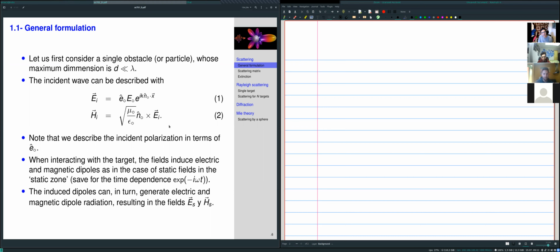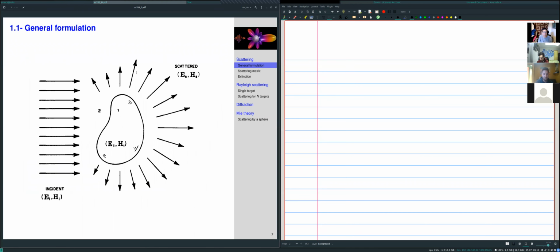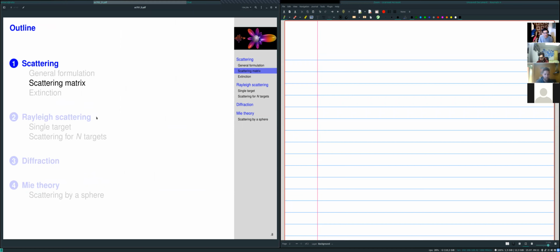To fix ideas, we'll first consider just the case of Rayleigh scattering, which is a case where the maximum dimension of the obstacle is much less than the wavelength. In general, this is a notation we'll follow: subscript 1 refers to inside the obstacle, and subscript 2 is outside the obstacle.